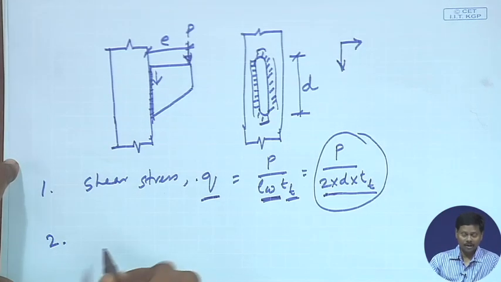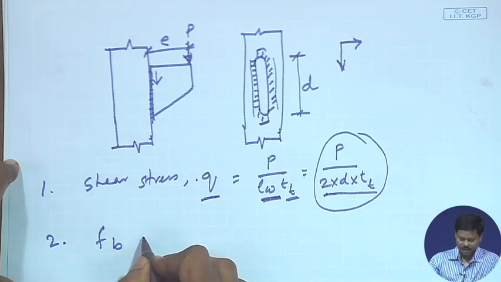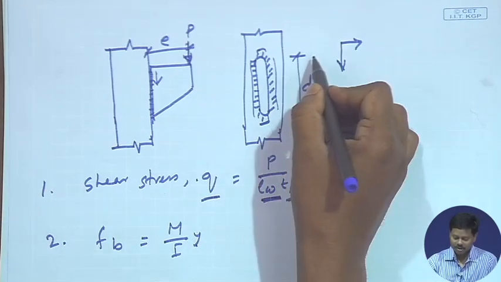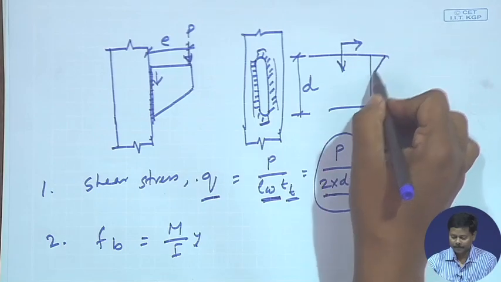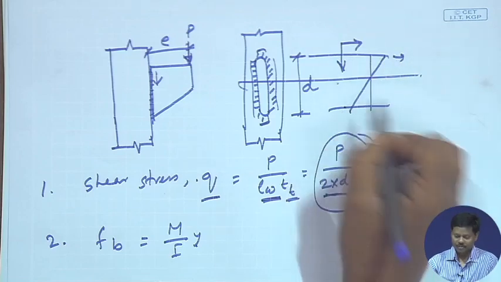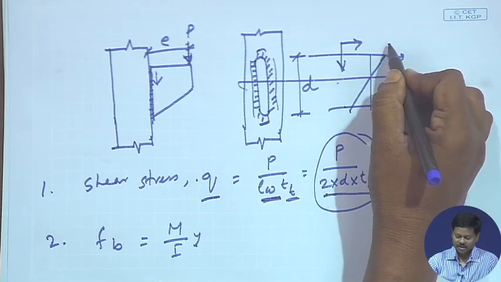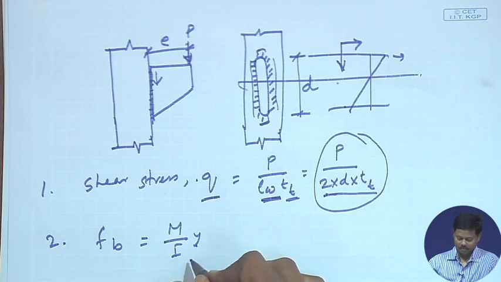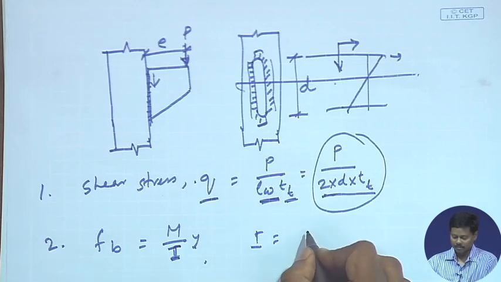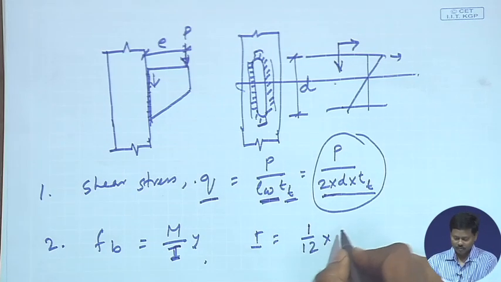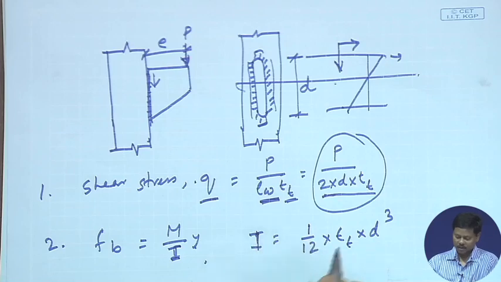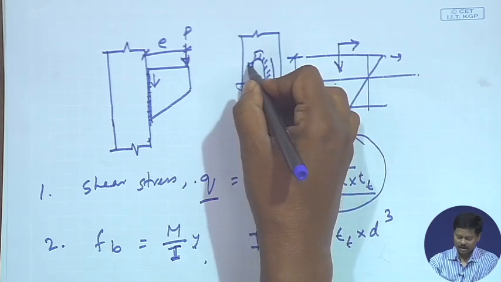Second is the bending stress. Bending stress fb, stress due to bending, we can calculate as M by I into y. The bending stress will develop in this way, and at the center it will go to zero, so this will be tension and this will be compression. Now, what is I? I is equal to b d cube by 12, which means 1 by 12 into tt into d cube. This is I of one set, and the other set is also the same.